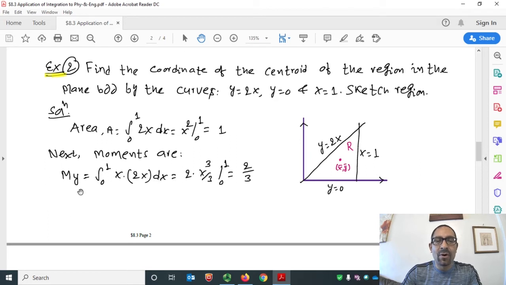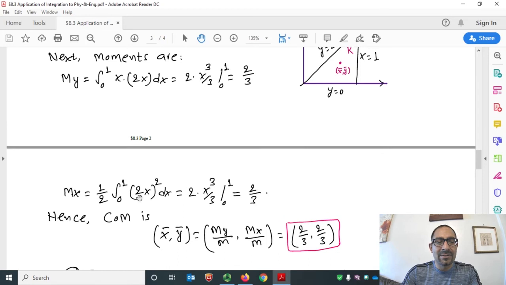Next, the moment My equals the definite integral of x times 2x dx. Then integrate here. Keep the constant as it is, the integration of x squared becomes x cubed over 3. Put the values x equals 0 to 1. Simplify, it gives us 2/3. Similarly, Mx equals, from the formula, 1/2 times the function squared, y equals 2x squared, definite integral from 0 to 1 dx. Then take the integration, simplify, it gives us Mx equals 2/3.